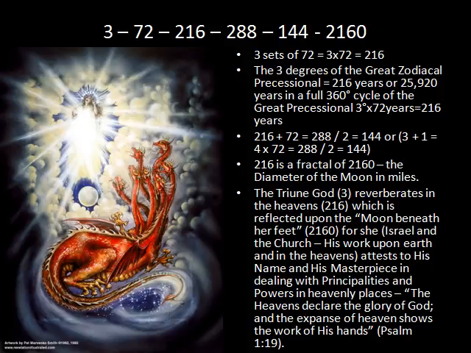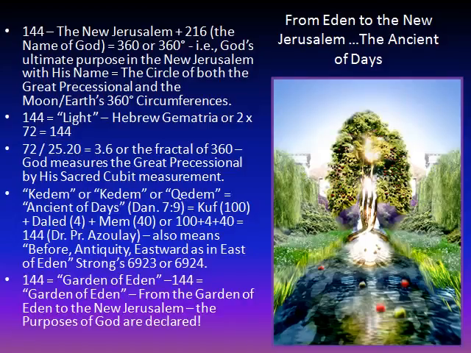For she, Israel, and the church, his work upon earth and in the heavens, attests to his name and his masterpiece in dealing with principalities and powers in heavenly places. The heavens declare the glory of God, and the expanse of heaven shows the work of his hands. Psalm 19:1. From Eden to the New Jerusalem, the Ancient of Days paves his way.